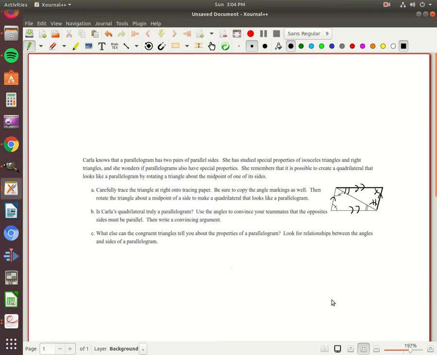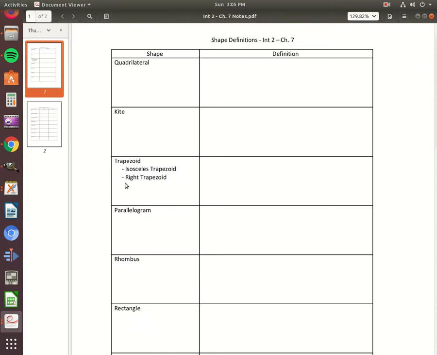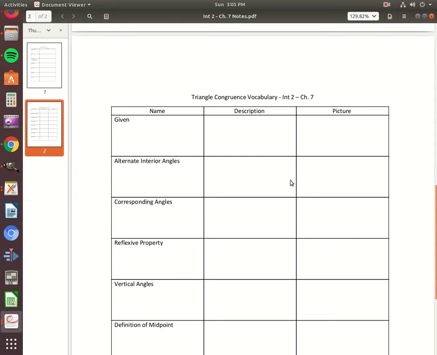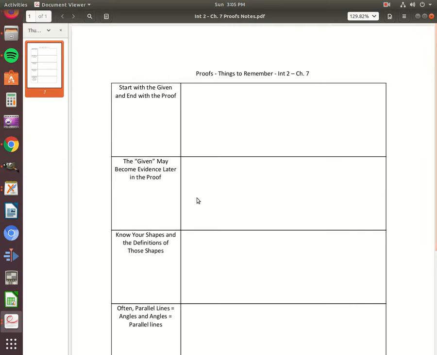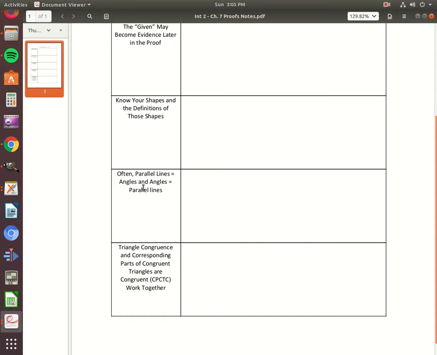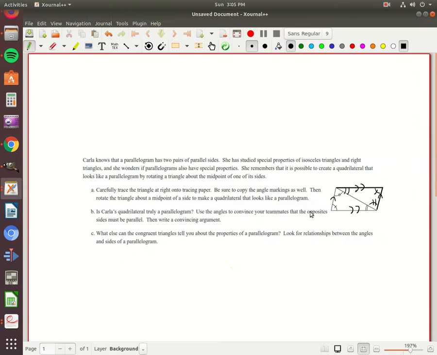So again, a couple of points to make here. One, if we go back to our note pages, we've used the definition of parallelogram, but not only that, we've also used alternate interior angles. And furthermore, if we go to our proof note page, we know that anytime we have parallel lines, we should be looking for angles, and anytime we have angles, we should be looking for parallel lines. Well, that's just what happened right here, right? We knew these angles were going to result in these being parallel lines. So there we go. We have 2 sets of parallel lines.